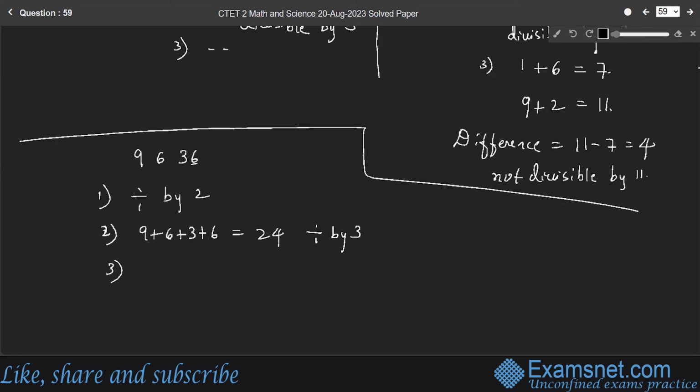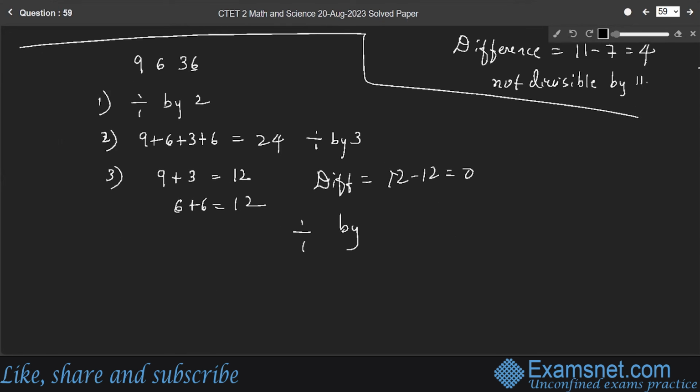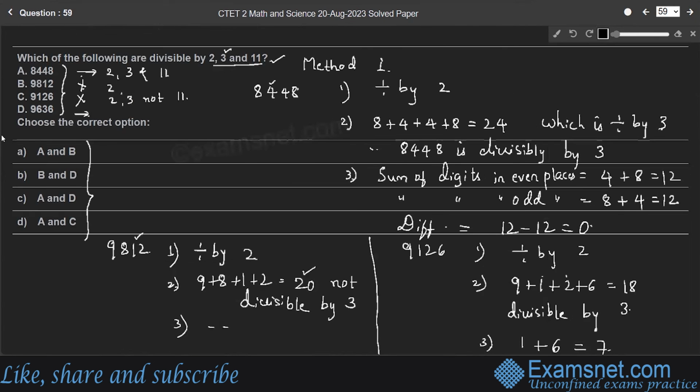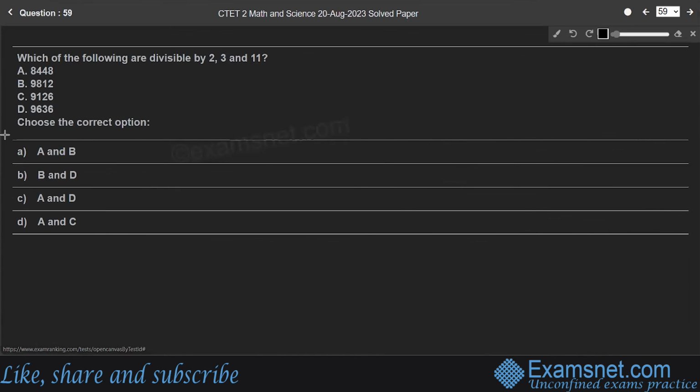And for the third one, take the sum of the digits in even places and odd places and find their difference. 9 plus 3 is 12 and 6 plus 6 is 12. And the difference is 12 minus 12, which is 0. Therefore, the number is divisible by 11 also. Therefore, the last number D is divisible by all 3 numbers 2, 3 and 11. Therefore, the question is which of the following are divisible by 2, 3 and 11? So, numbers A and D. Here, according to the options, A and D is in option C. Right? So, A and D are divisible by 2, 3 and 11. So, this is the first method to solve this. Now we'll go for the second method, method 2.